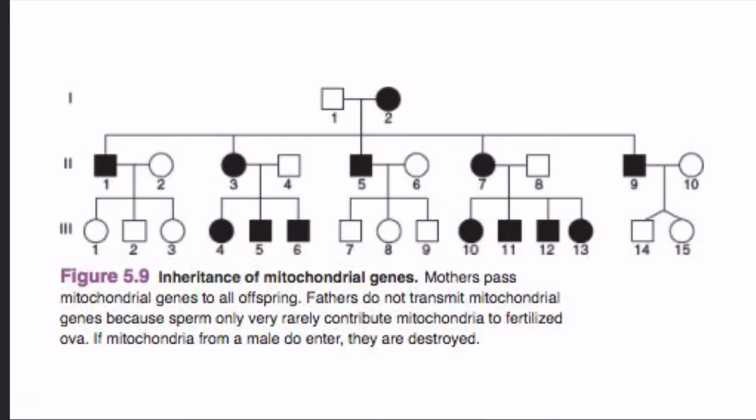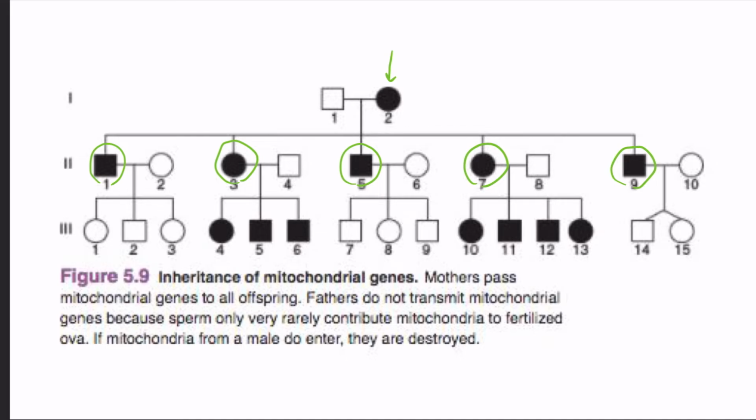So this is showing you the pattern of inheritance of mitochondrial genes. So let's take a look from the top. The first generation here, this is a female, an affected female. And one thing you can notice is all of her children are affected. And that's because all of her children all receive her mitochondrial DNA. They're all going to be affected.